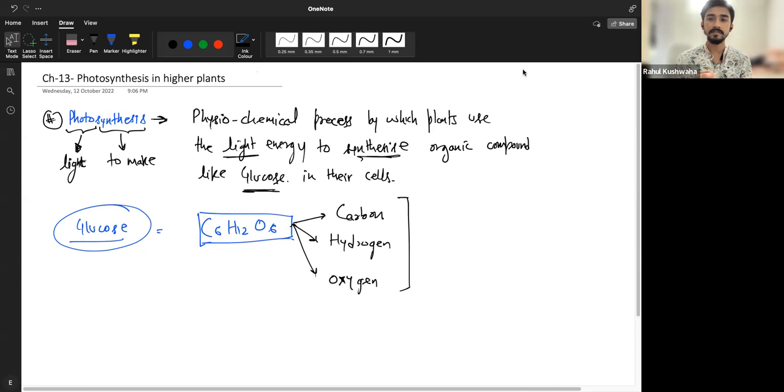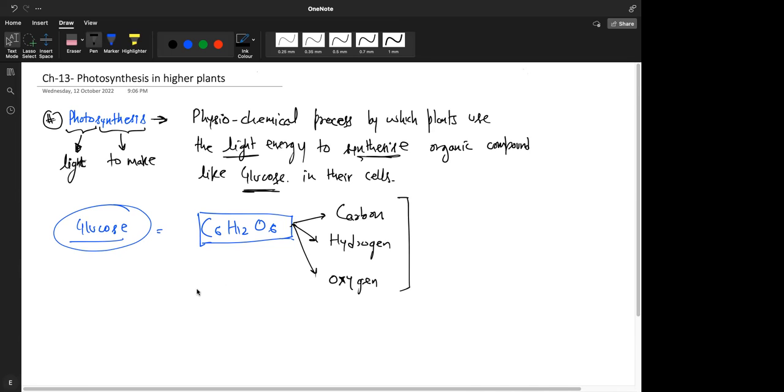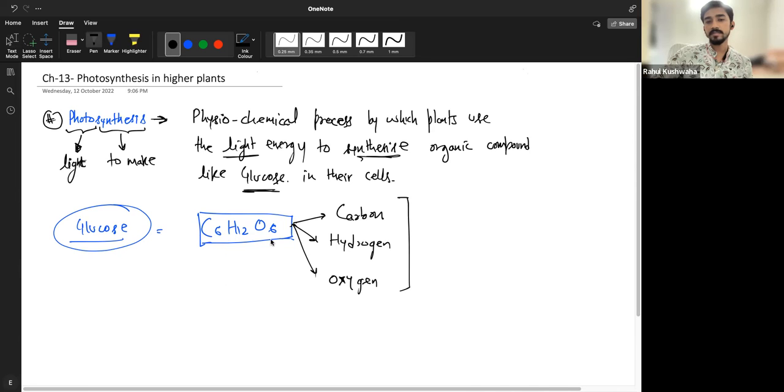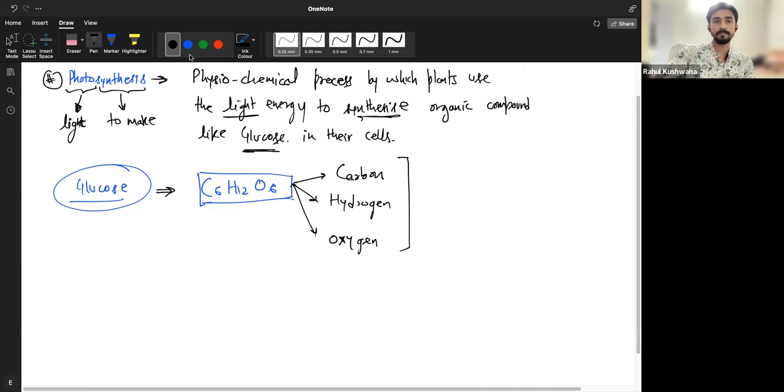So when you sit in the sun, when you soak in the sun, your body makes more vitamin D, but that's your body which is making vitamin D. You're not getting it from the sun. Everyone clear? Very good. So here to make this C6H12O6, this glucose molecule, where is carbon coming from? Let's figure out the sources. Where is carbon coming from?